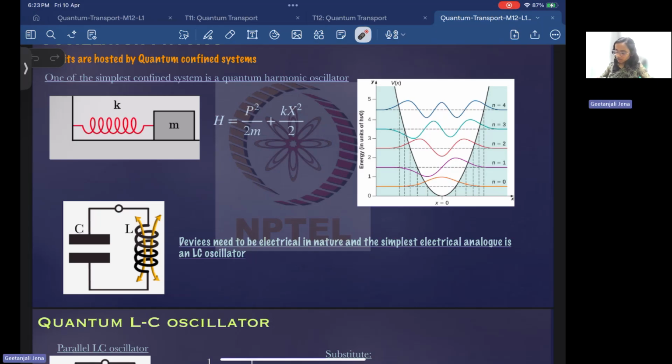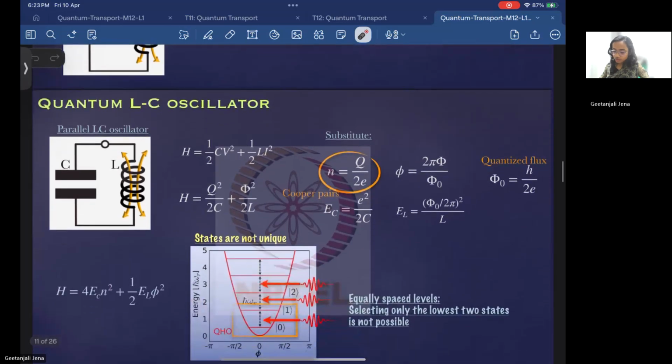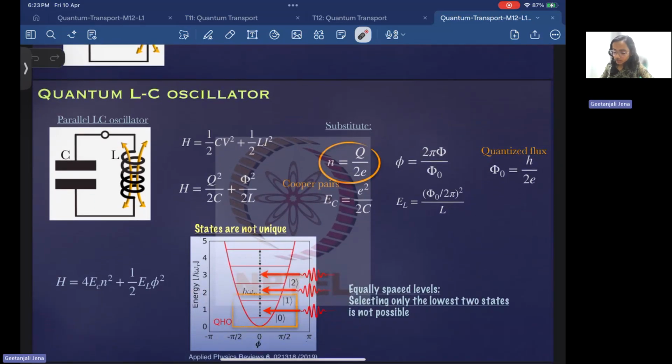So if you see the mathematical details, for this parallel LC oscillator, we can have the Hamiltonian, which is a combination of the energy stored in the capacitor, half CV squared, and the energy stored in the inductor, which is half L i squared. And we know that there is a relation for the capacitor and the inductor.